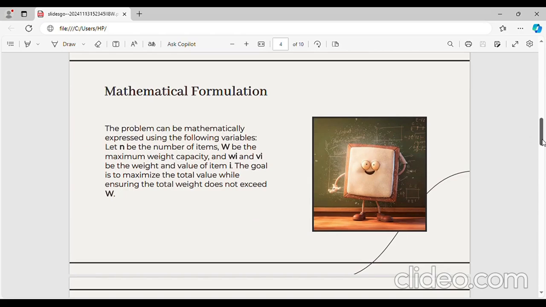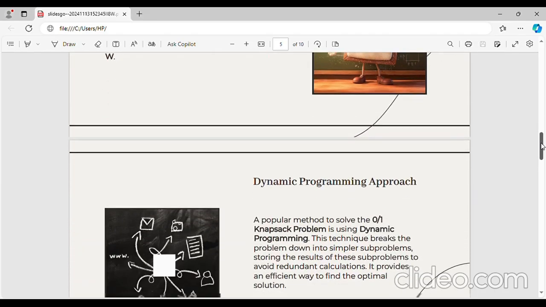The mathematical formulation is that W will be the maximum weight capacity and N will be the number of items. Then Wi and Vi are the weight and value of item i. Each individual item is considered as i, and each is associated with a particular weight and a particular value. So the goal is to maximize the total value while ensuring the total weight does not exceed W.